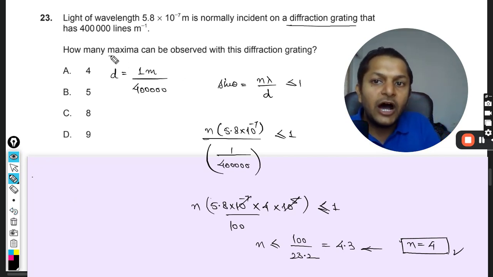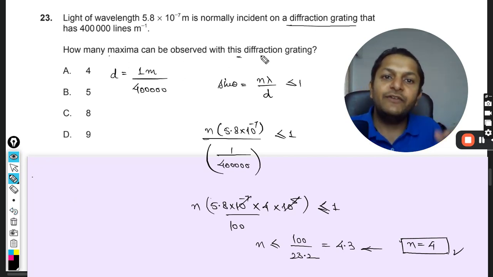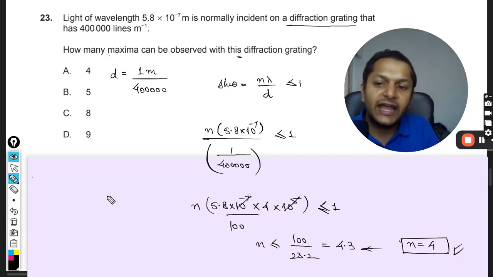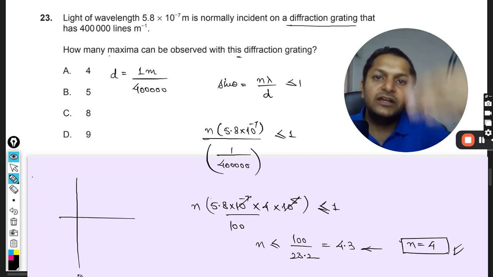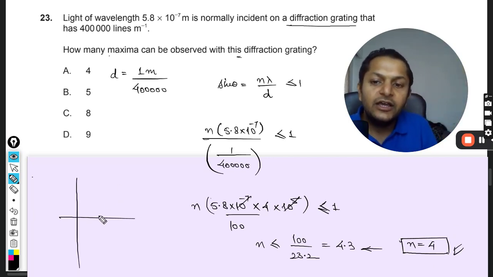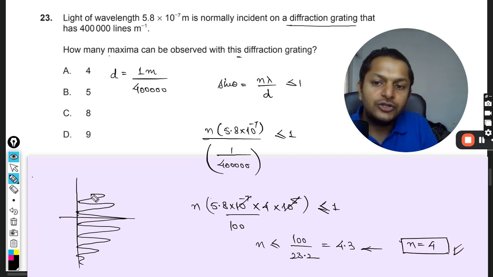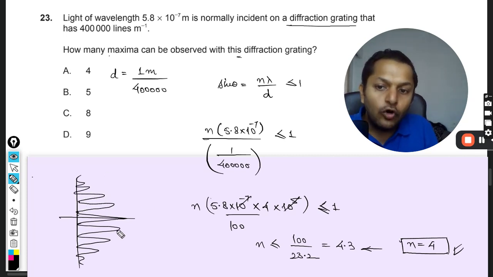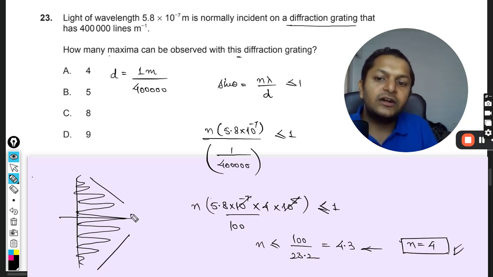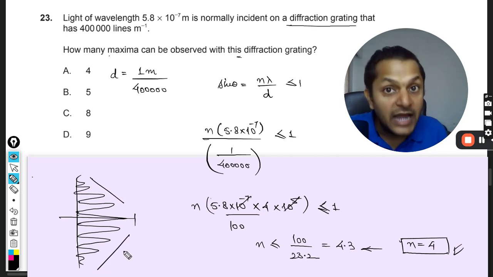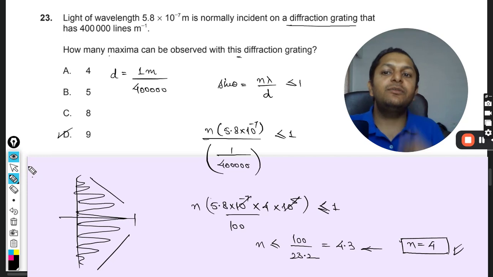The question is about how many maxima can be observed with this diffraction grating. 4 is the maxima only on one side. Do you remember the other question when there were so many lines there? You would be getting that kind of a pattern here. This is the central maxima, then 1, 2, 3, 4, like this, and then here 1, 2, 3, and 4. So overall, 4 here, 4 here, 8, and 1 here, 9. So total 9 will be your answer.